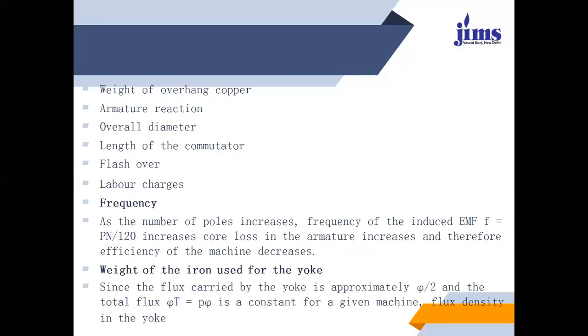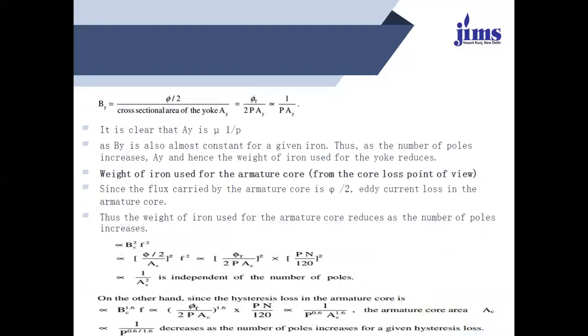Since the flux carried by the yoke is approximately phi by 2, and the total flux phi t equal to P times phi is a constant for a given machine, the flux density in the yoke By equals phi by 2 upon cross-sectional area of the yoke Ay. So phi total equals 2 P Ay By, or Ay is inversely proportional to P.